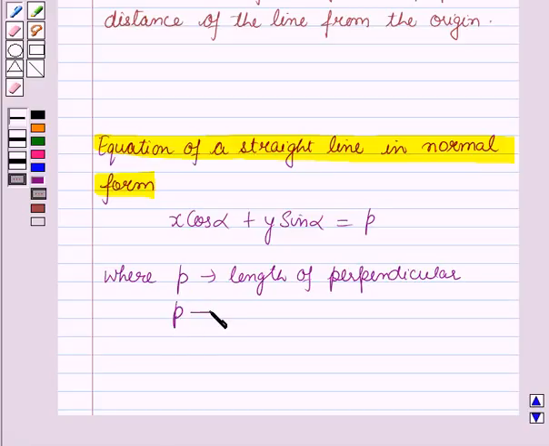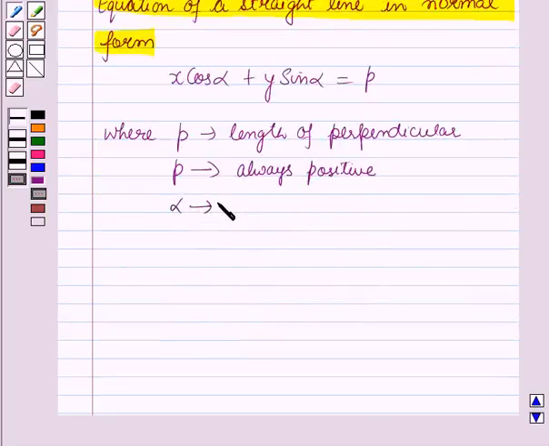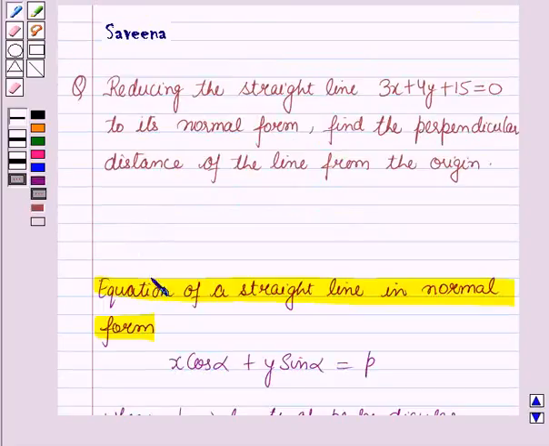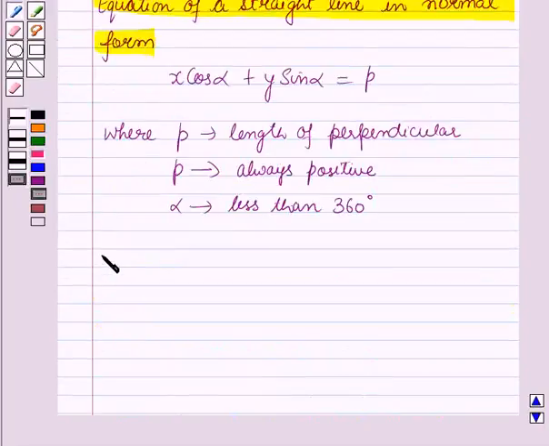Also, p is always measured away from the origin and it is always positive in value. And alpha is a positive angle less than 360 degrees, measured from the positive direction of the x-axis to the normal from the origin to the line. So this result will work as a key idea for solving this question, and now we will start with the solution.